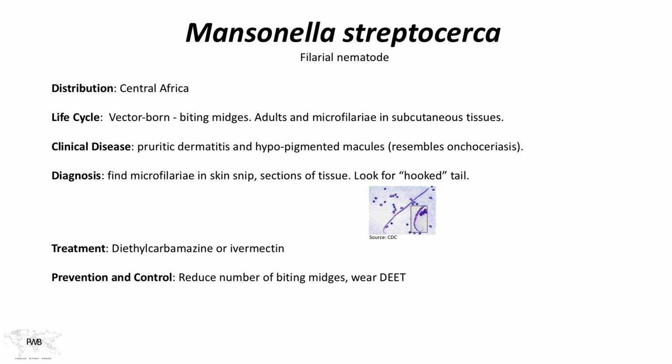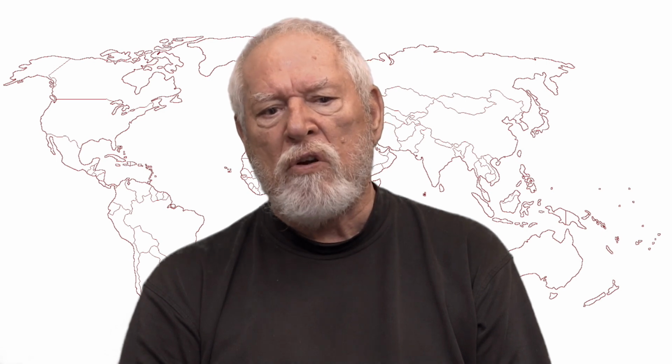for Onchocerca volvulus. We can treat this infection with diethylcarbamazine or ivermectin, but since this parasite is found in Central Africa, remember the caveat with regards to diethylcarbamazine. You have to make sure that the patient is not infected with Loa loa first before instituting chemotherapy.